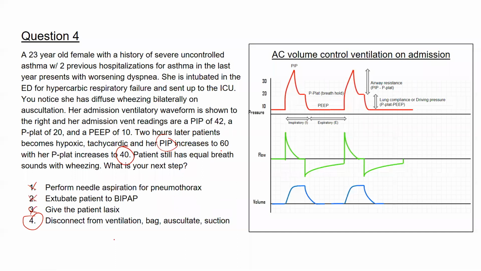So whoever said D got this right. Like we were saying, the plateau increased to 40 and her PIP increased to 60. Does anyone who got it right want to tell me what they think was going on in this case? Anyone? I guess it's kind of a tough one. All right, so what went on in this case is this patient started auto-PEEPing. So this is a case of auto-PEEP.